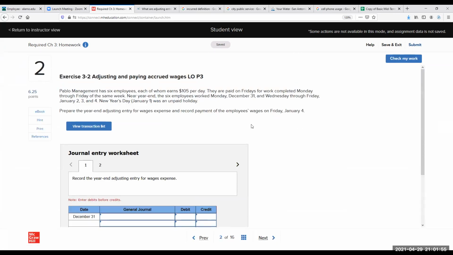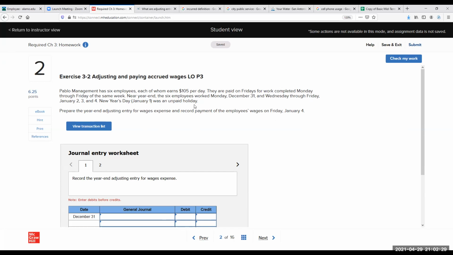You have 6 employees, you earn $105 a day. So how much is that per day? $630. They are paid on Fridays for work completed Monday through Friday of the same week. Near year end, the 6 employees work Monday, December 31st, and Wednesday through Friday, January 2nd, 3rd, and 4th. New Year's Day was an unpaid holiday. Prepare the journal entry for wage expense and record the payment.